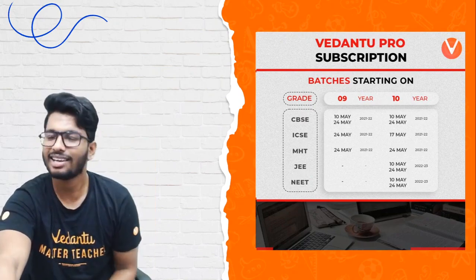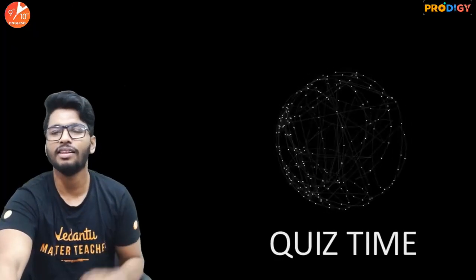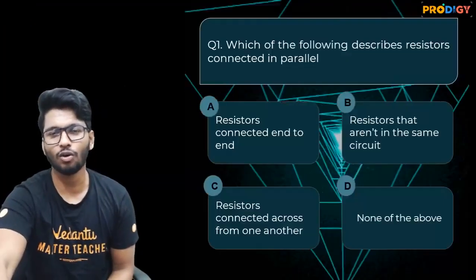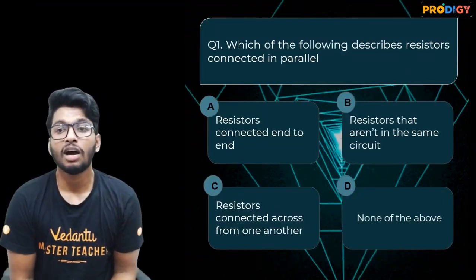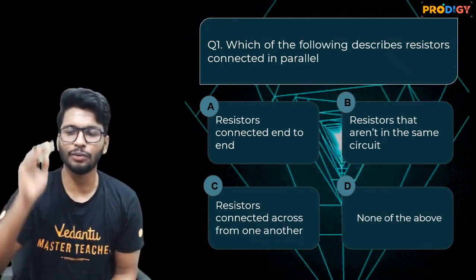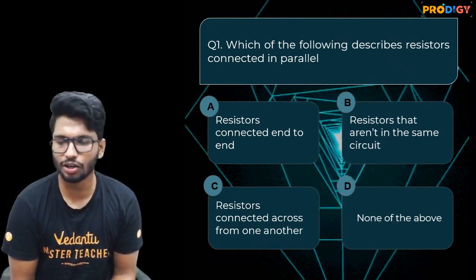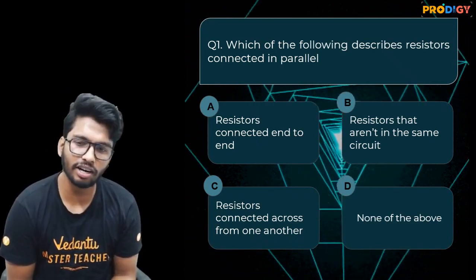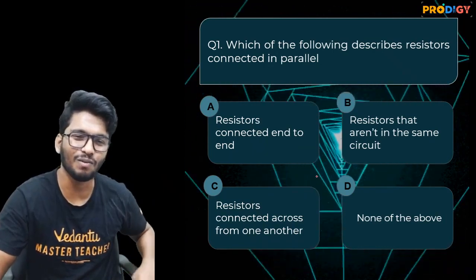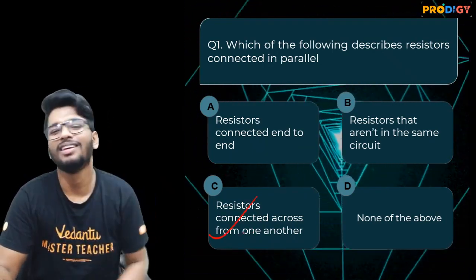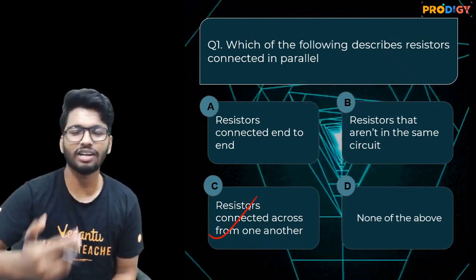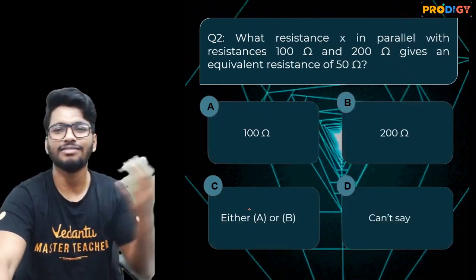Let's get into the next quiz time, people, and solve some more quiz questions and see what we have in store for us. The first question is this. Which of the following describes resistors connected in parallel? Resistors connected end-to-end, resistors that aren't in the same circuit, resistors connected across from one another, or none of the above. In 5, 4, 3, 2, 1, option number C, people. It is not end-to-end, that would be series, but if it's connected across one another, that is your parallel connection.